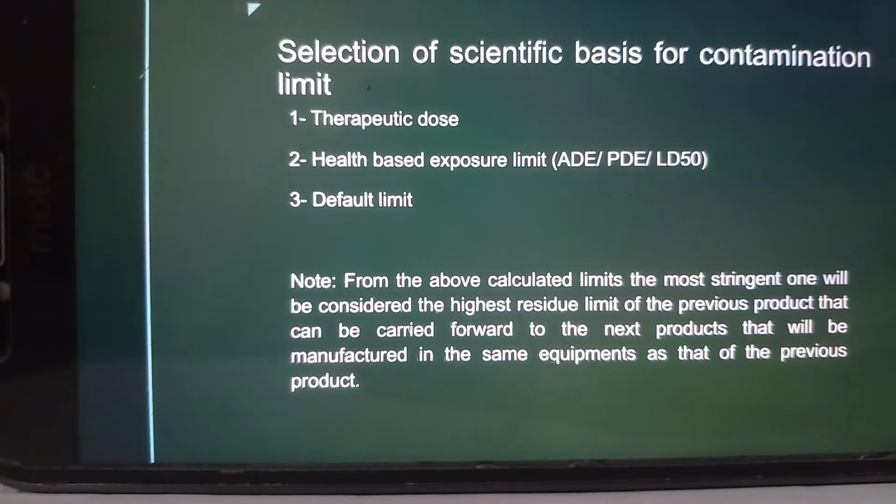which is the basis for calculating ADE, PDE, or LD50. And based on that we can also calculate the residue limit. Third one is the default limit, that is for drug products it is considered as 10 ppm, and for APIs it is considered 50 ppm or 100 ppm. And from the above three criteria of calculation of residue limit, the most stringent one will be taken as the highest concentration of the previous product that can be present in the next product.